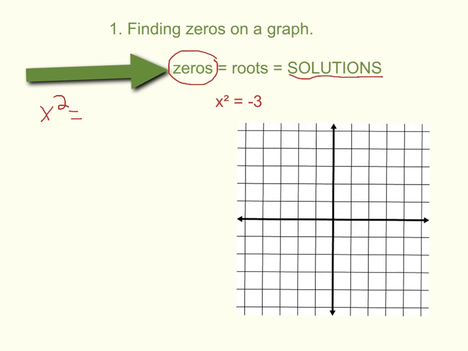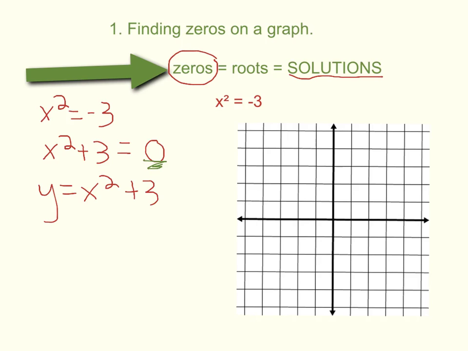X squared equals negative 3, we want it to be equal to 0. So just inverse operations, I'm going to add 3 to both sides. So my new equation, x squared plus 3 equals 0. So really all I did was rewrite the equation so it equals 0. So I'm going to graph this as if it was just y equals x squared plus 3. So once again, I'm going to make my xy table.